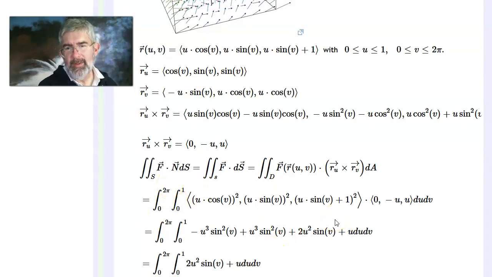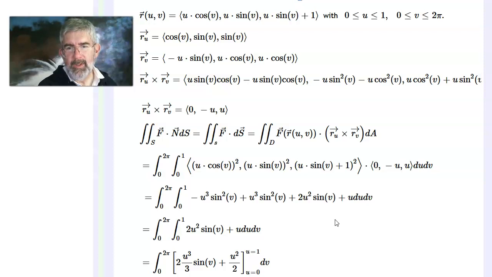Take the dot product. What happens? Okay, so the first one is times 0, so that goes away. You then get a u squared sine squared times negative u, so that's the negative u cubed sine squared v. And then here you're going to square this out and then multiply it by u. In particular, that first term is going to be a u cubed sine squared v, and that's this one, and that'll cancel with that one.